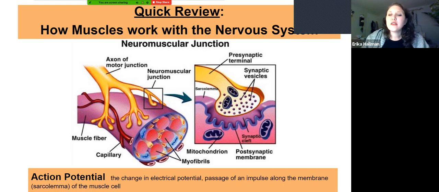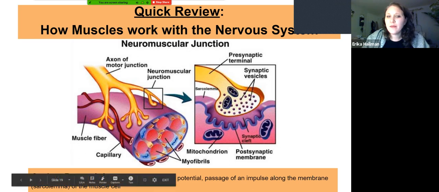So you can also see there's some mitochondria in there, and you can see that it's going to have a small space between the end of that presynaptic terminal and the cell membrane of that muscle. So that space is called the synaptic cleft. The neurotransmitter will travel across that synaptic cleft, and it will bind with one or more receptors on the sarcolemma. Okay. So this is presynaptic terminal, and this is the postsynaptic membrane.